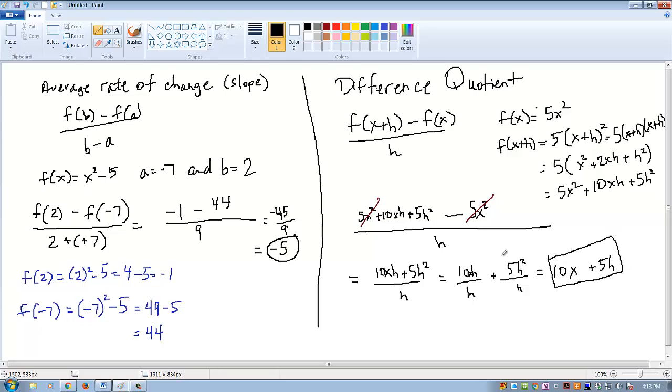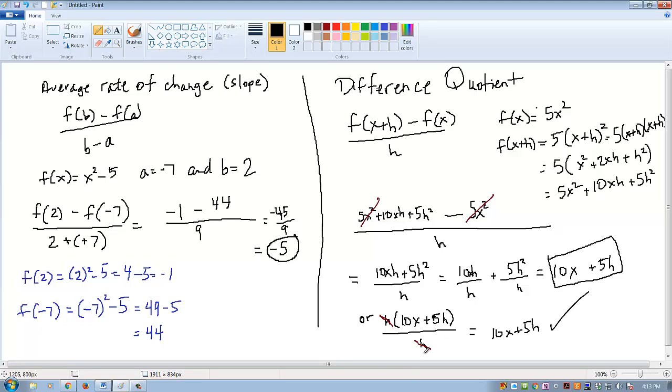The other way that you could do it would be just to take out an h. This is called factoring. We're going to factor out the h. And then at this point, we can knock it out. So this is going to be 10x plus 5h. So either way it works.